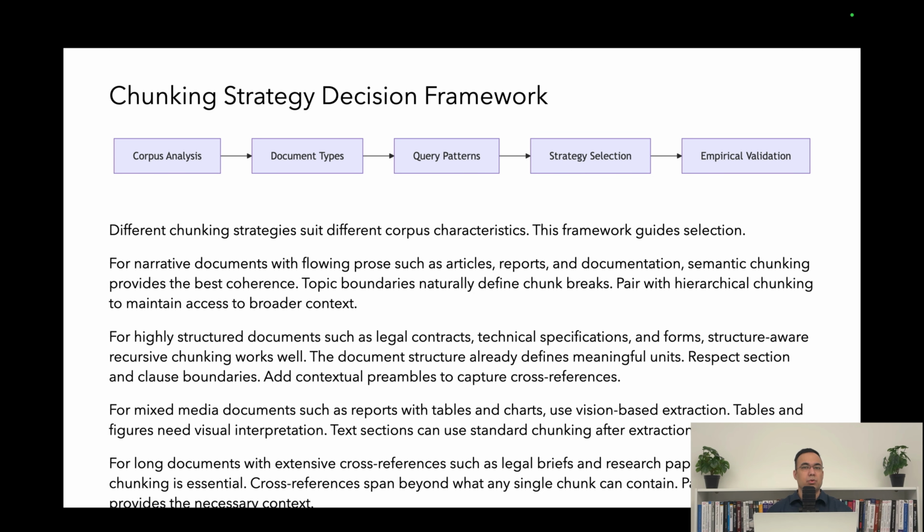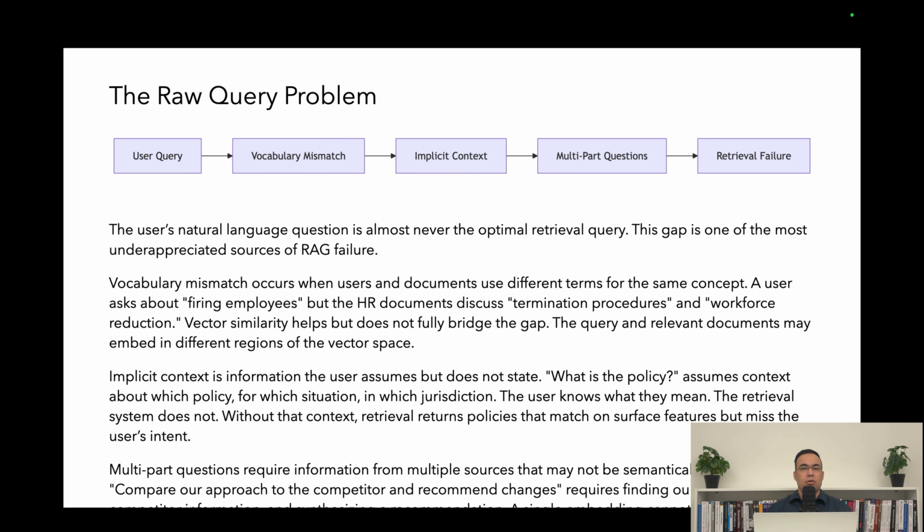And now let's move to query transformation, which addresses a different set of problems. Now let's talk about why the user's natural language question is almost never the optimal retrieval query. The gap between user queries and optimal retrieval queries is one of the most underappreciated sources of RAG failure.